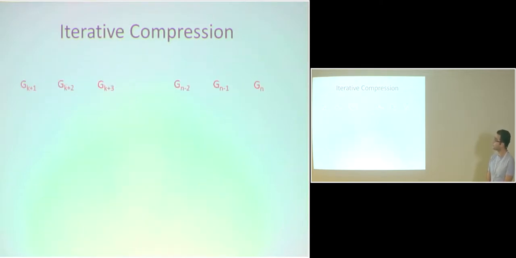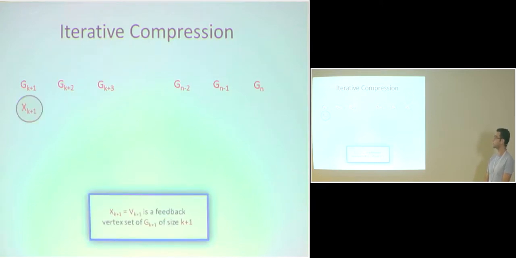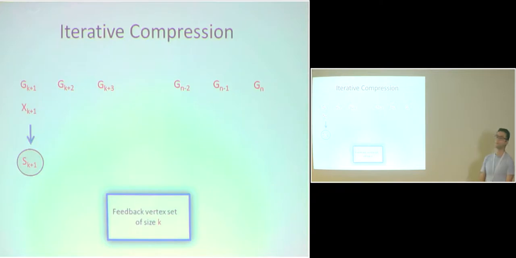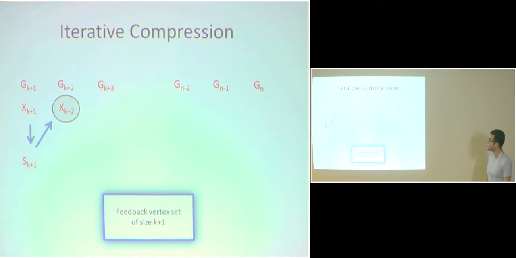So what do you do? You look at Gk plus 1 and you have a feedback vertex set of size k plus 1. Now assume you have an algorithm for the compression version. You run it on Gk plus 1, Xk plus 1, and either you get an answer, nope, Gk plus 1 does not have a feedback vertex set of size k, then you stop and say, no, G doesn't have one either. Or you get a solution of size at most k to Gk plus 1. You add a vertex both to Gk plus 1 and to the solution to get a graph Gk plus 2 and a solution Xk plus 2 of size k plus 1. Yeah?